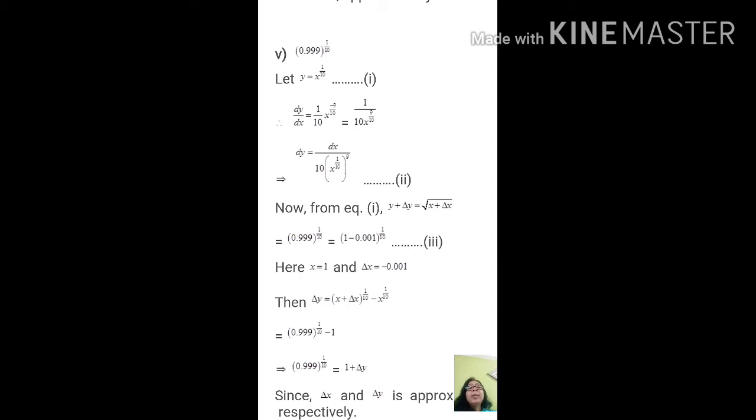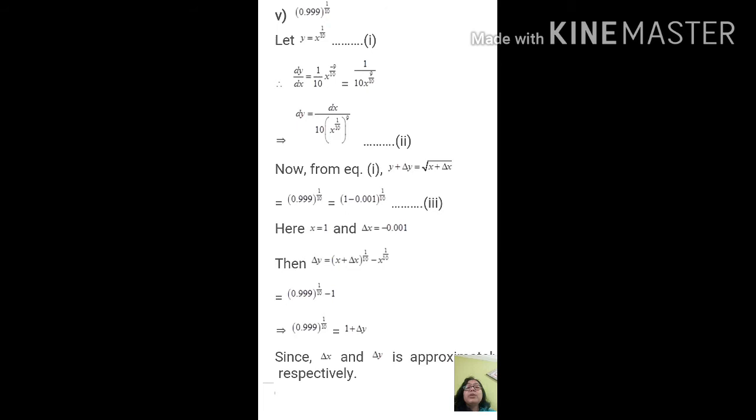So now we can write delta y is equal to dy/dx into delta x. dy/dx means 1 by 10, x to the power 9 by 10, into delta x. Or maybe in place of delta y and delta x we can write dy and dx, same as the previous sum. So y plus delta y is equal to what you have to find out, that is 0.999 to the power 1 by 10. Now first we have to check which one will be the perfect, means 1 to the power anything. We can write that as (1 minus 0.001) whole to the power 1 by 10, which is 0.999.